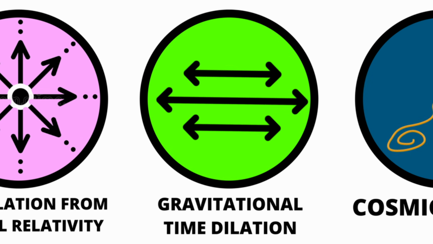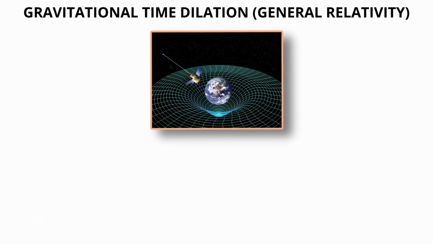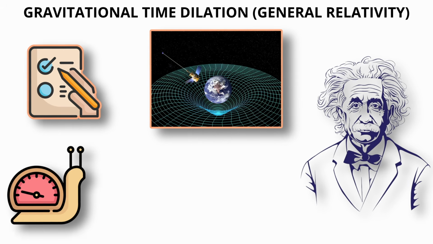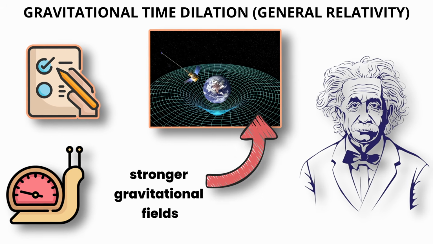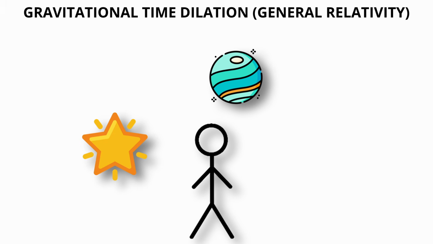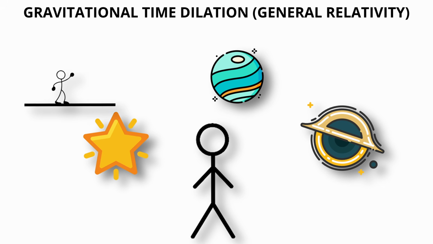Gravitational time dilation, general relativity. Gravitational time dilation is another confirmed prediction of Einstein's theories. It states that time passes more slowly in stronger gravitational fields. The closer an object is to a massive body, like a planet, star, or black hole, the more time slows down for it relative to someone farther away.